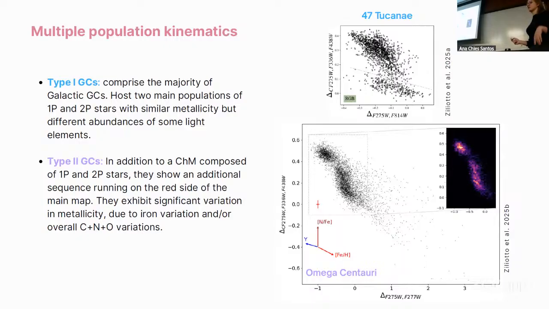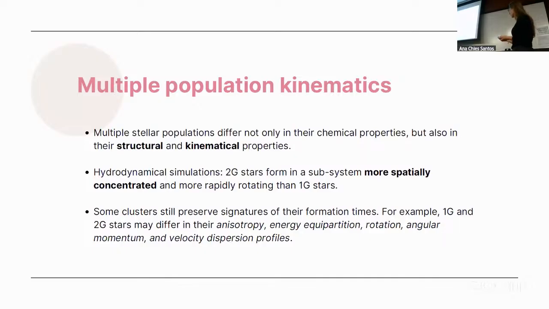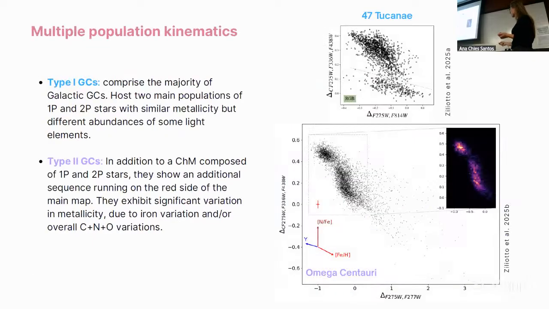To explore this, what I did in my last two papers was to analyze the kinematics of two different clusters. We have 47 Tuc, which is the classical example of a type 1 globular cluster. Type 1 globular clusters are the most common clusters in the Milky Way with this classical 1P and 2P separation, and we don't see significant differences in iron, for example, between the stars in this type of clusters. On the other hand, we have type 2 globular clusters, for which the most classical example is Omega Centauri.